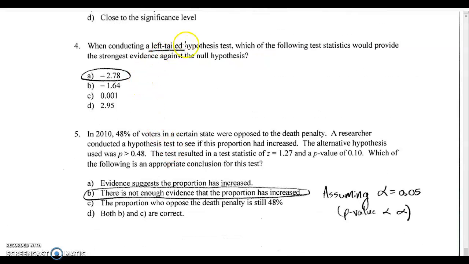Now, if I'm conducting a left-tailed hypothesis test, that means our alternative is that p is less than the assumed middle of p naught. Which of the following test statistics would provide the strongest evidence against the null hypothesis? It needs to be a large negative z-score. So the test statistic is a z-score, and the largest negative is negative 2.78. Now this 2.95 is a big z-score away from the middle, but that's on the right side of 0, the middle, or p naught before we change it to a z-score. So its p-value would be all that area to the left of it, which would be huge.